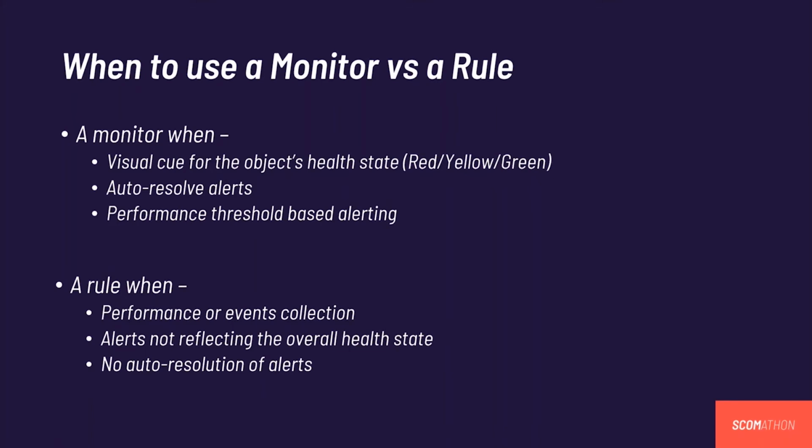So I guess you could say that monitors, since they are more visual, are going to catch your attention first. On a very broad brush, if your alert is very, very important and you want to be notified right away, then go for a monitor. If it's a critical alert, but it can somewhat wait, then go for a rule, because there is a high chance that you might miss a rule since it does not change the health state. And again, if you don't want the alerts to auto-close, then go for a rule.